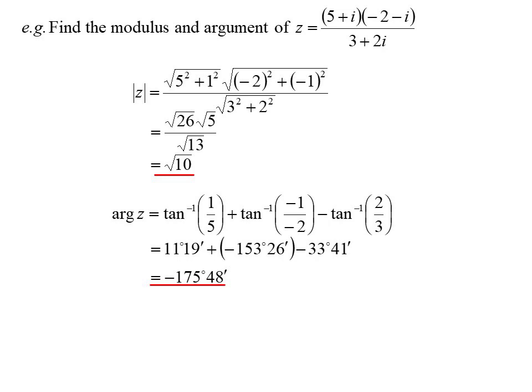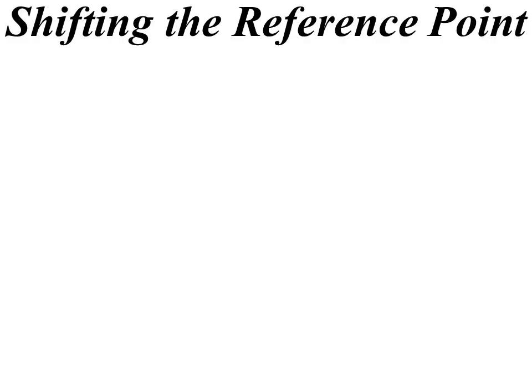We could now get an approximation for the answer, but it would be an approximation because of this angle, by putting it back into the r cos theta plus i sin theta formula, and bang, we could get the answer to that question. But as I say, it would be an approximation because of the size of the angle we're dealing with there. Shifting the reference point, okay?